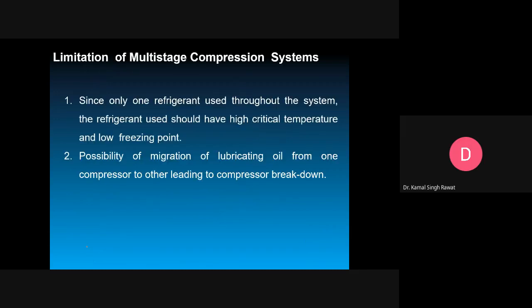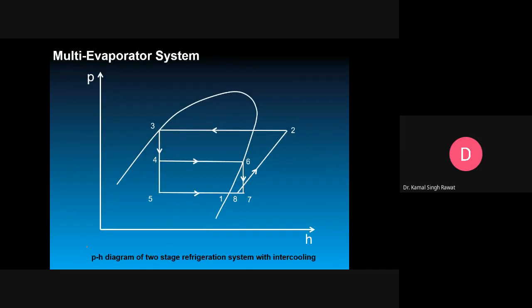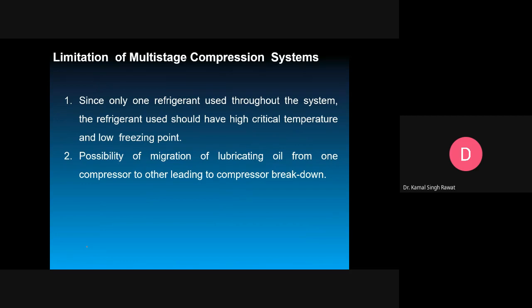Okay. So now, before entering into the next topic, let's first discuss the limitation of the multi-stage compression system. So the next system is the cascade system. And why do we require the cascade system? When we have a multi-pressure system, why do we require a cascade system? What is the limitation of this multi-stage compression system?